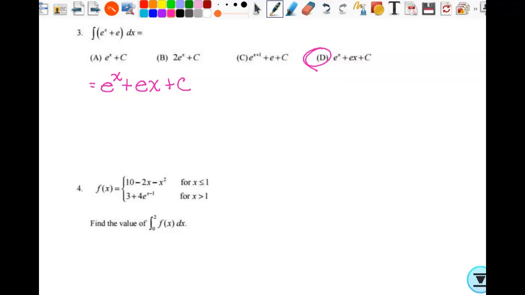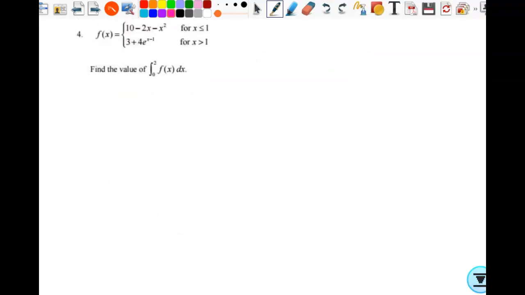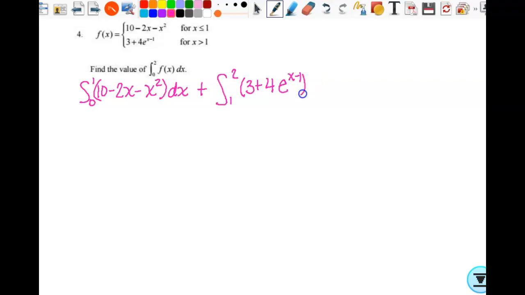All right, number 4, piecewise function. So how many integrals am I going to end up with? 2. If I have 2 pieces, I'm going to have 2 integrals, right? And so if I'm going from 0 to 2, I break it at 1. So I can integrate from 0 to 1, this is when x is less than 1, so that would be this one, of 10 minus 2x minus x squared dx, plus, then I can integrate from 1 to 2 of the other part, 3 plus 4e to the x minus 1 dx.